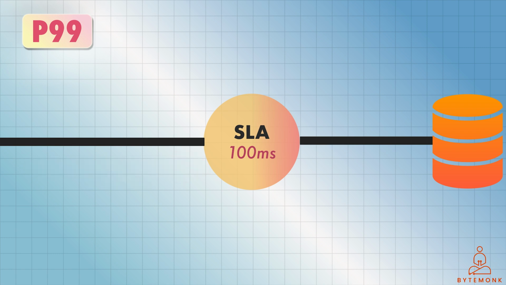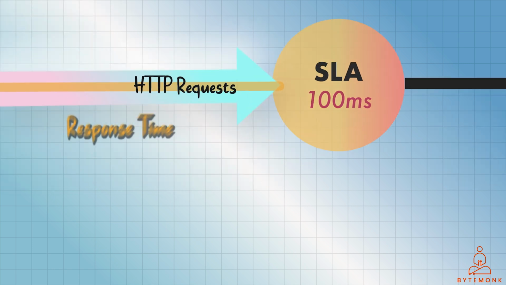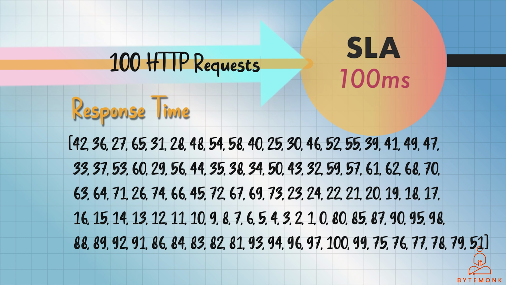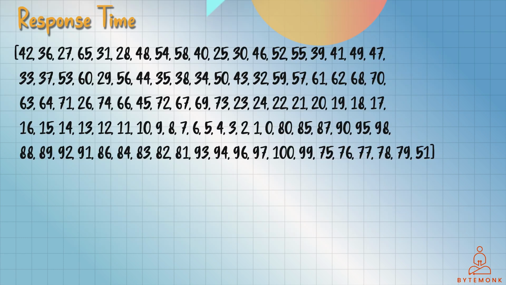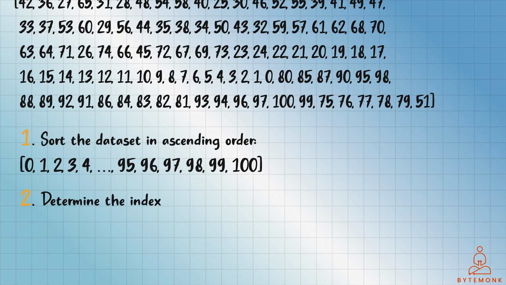For example, let's consider this microservice that serves HTTP requests. Over a period of time, it processes various requests and their response times are recorded. Now, let's say we have the following response times for 100 HTTP requests in milliseconds. To calculate the P99 latency, we first need to sort the data set in ascending order. And next, we determine the index position of the 99th percentile.